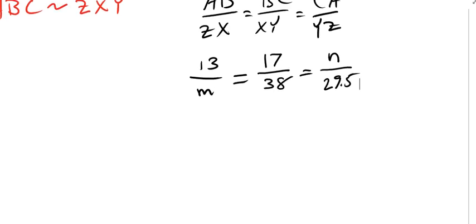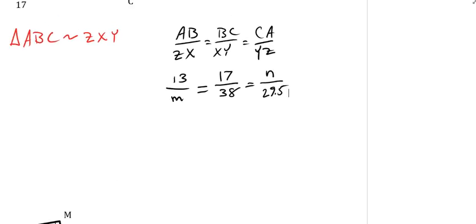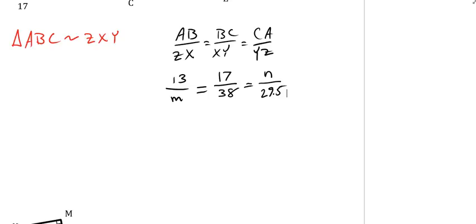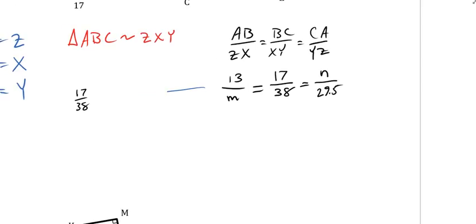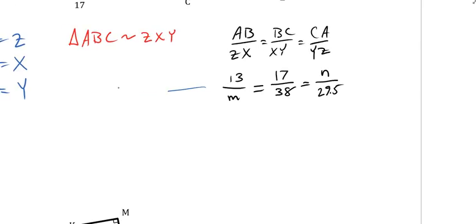I'm supposed to find m and n. Could we do it twice? So we do 17 over 38 equals 13 over m. Yep. And then we do another one to solve for n. Right.